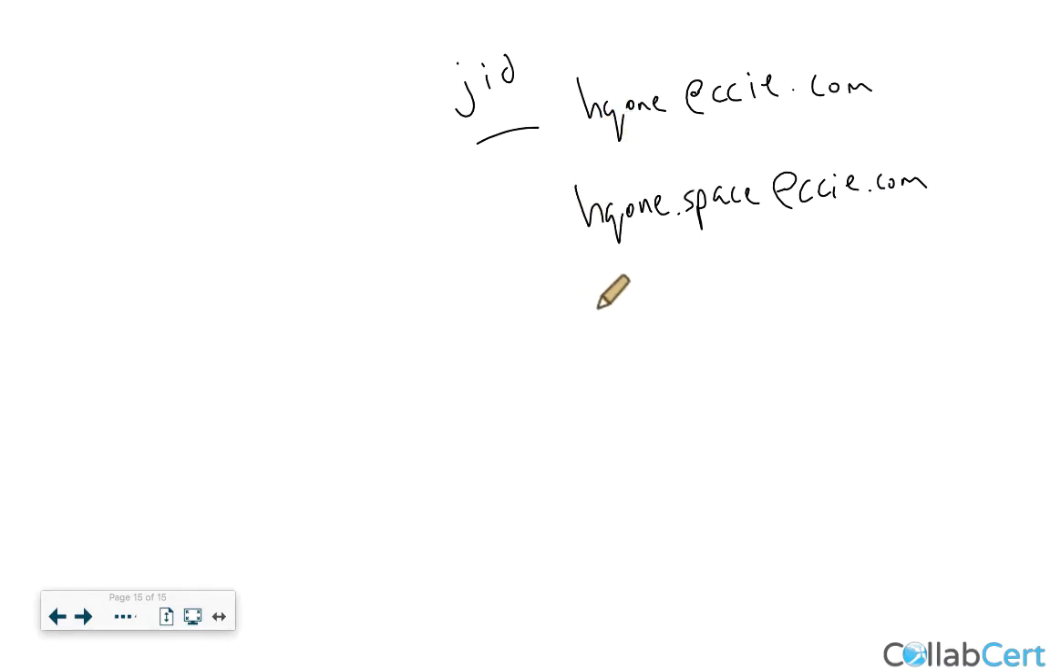I also have this team space. The team space is created already, which is the URI portion, but I'm going to eventually have cci collabcert.com. I'm just abbreviating that with cci.com. So at the moment, let's just focus on the URI portion.